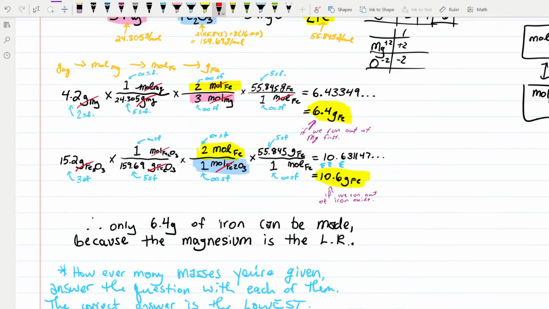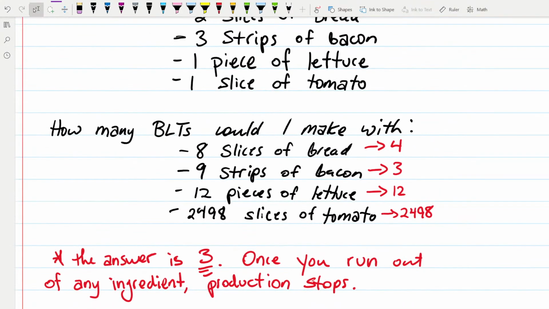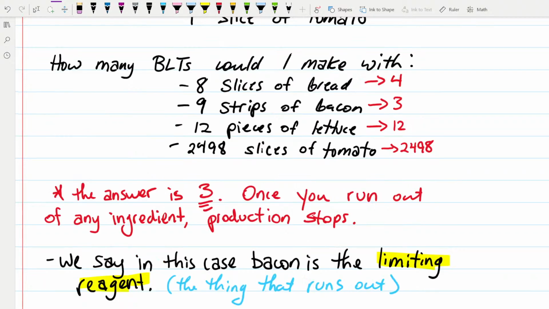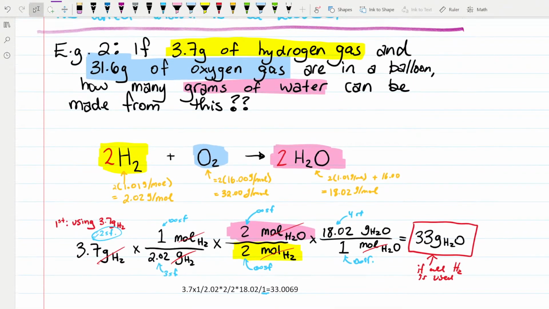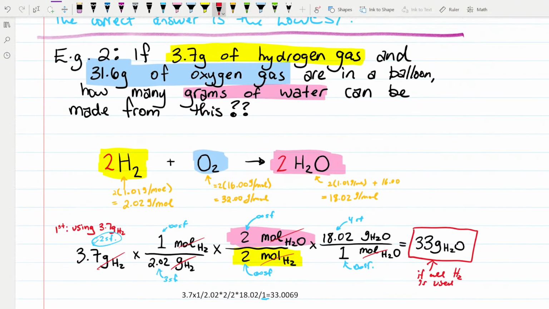Now that's just like my sandwich thing, where we said, okay, if I used all 8 slices of bread, I could make 4 sandwiches. But here I had to also remember, well, what if I use all 9 strips of my bacon? Oh, I can only make 3 sandwiches with all 9 strips of bacon. So we still have to answer the question, not just based on using all the hydrogen gas, but also if we use all of the oxygen gas. So we're going to have to do all that work a second time.